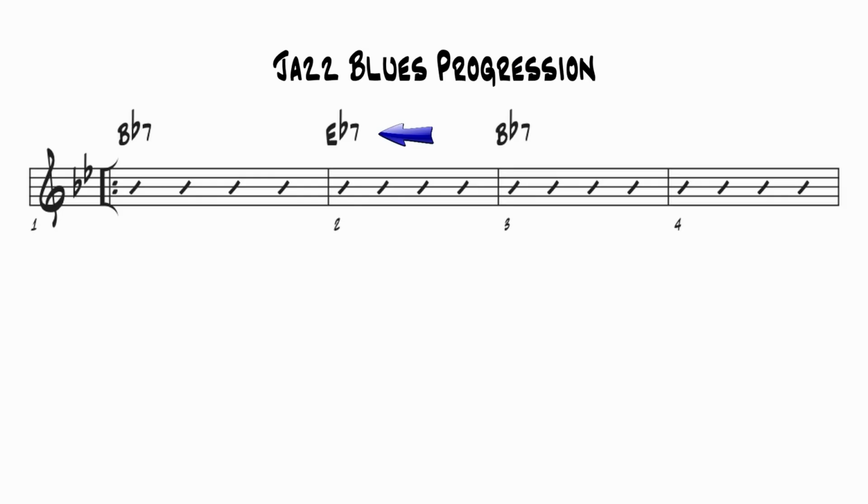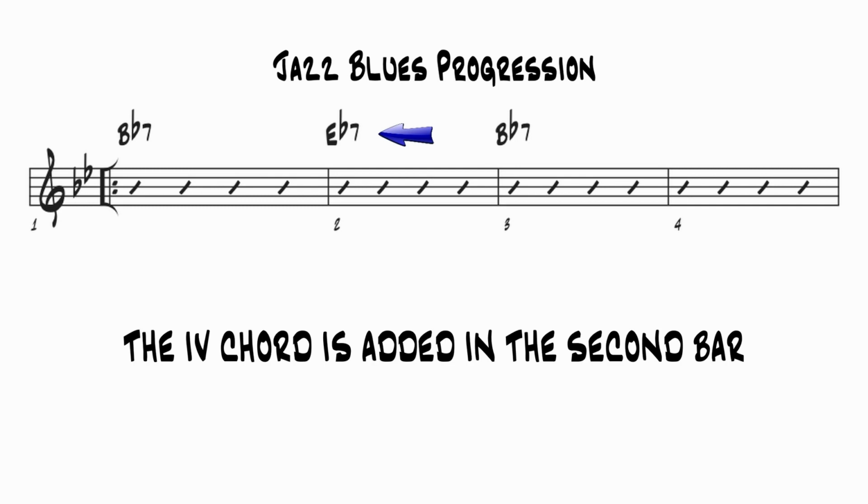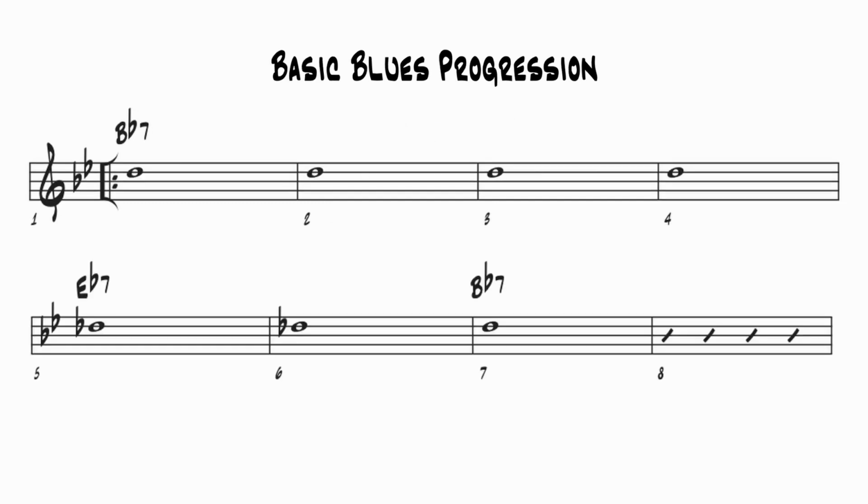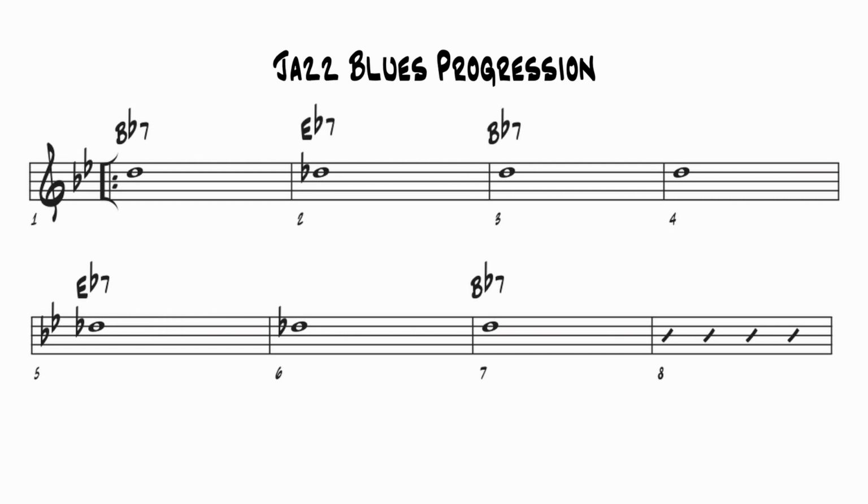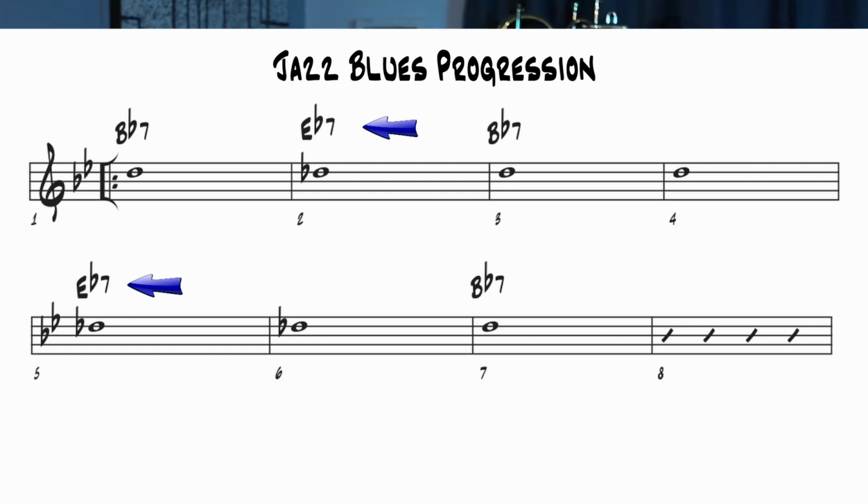The first change from the basic blues progression is the addition of a 4 chord in the second bar. In talking about the basic blues progression, I emphasized the melodic importance of dropping the major third of the 1 chord a half step to become the flat 7 of the 4 chord. The same thing happens in the jazz blues progression, but it happens in the second bar as well as the 5th bar.